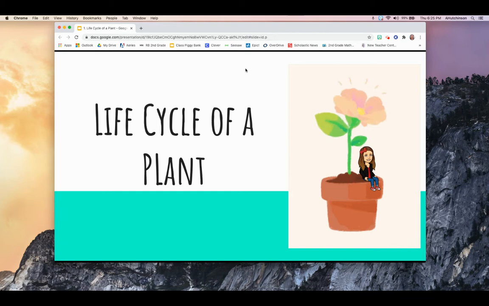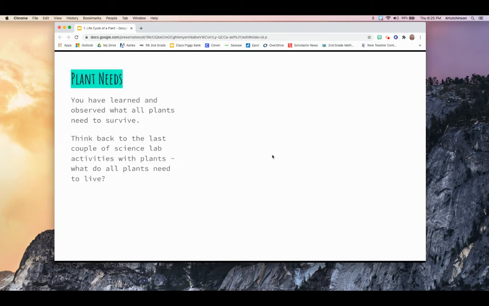We are leaving earth science behind and we are moving into life science. And we're going to start off with a lesson all about the life cycle of a plant. You've learned and observed what all plants need to survive. Think back to the last couple of science lab activities with the plants you did at home. What do all plants need to live?